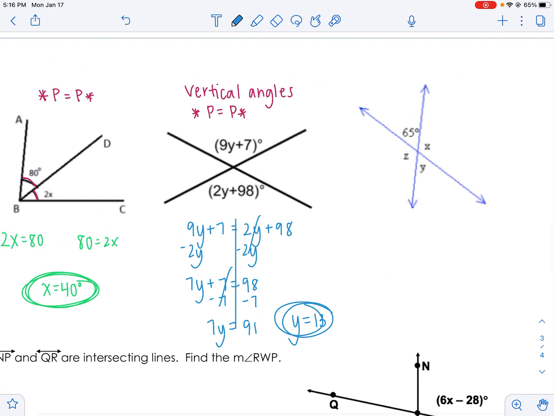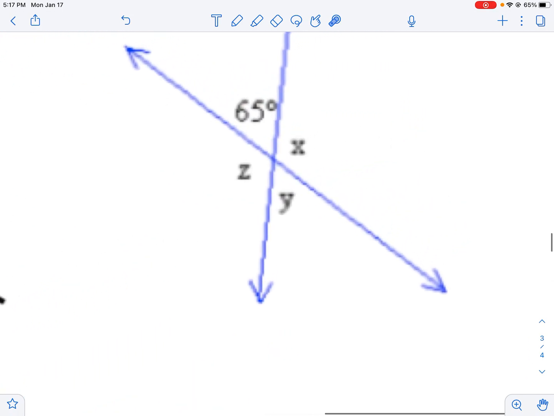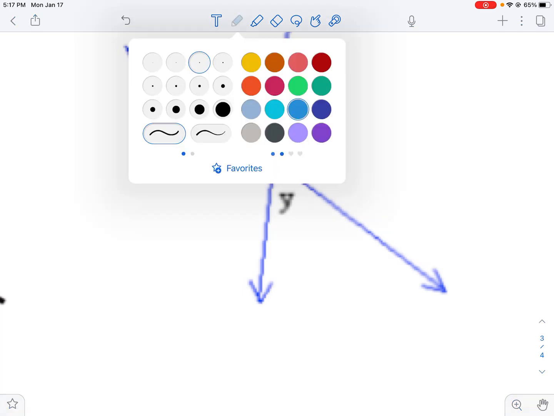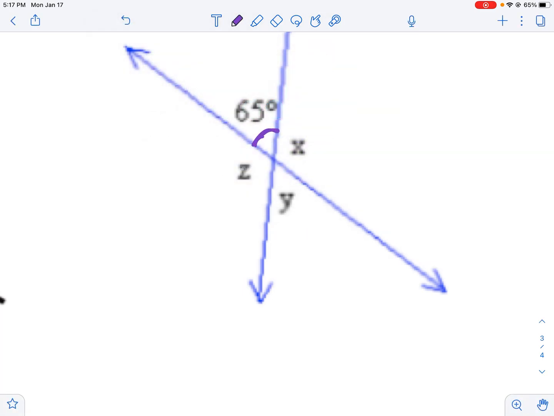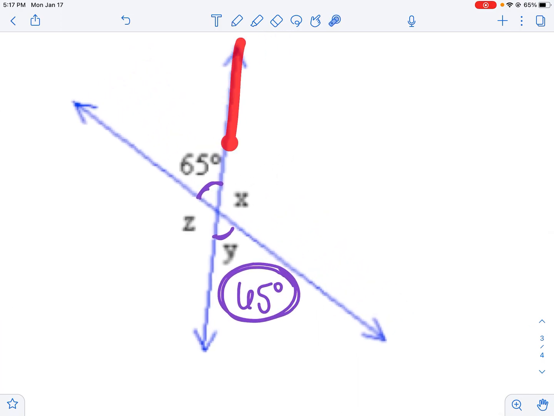Now, for this next one, they gave you three different variables and only one number, 65. So ask yourself, is there any that's congruent to 65? Is there anything that we know right off the bat? Well, remember, if they're vertical angles, they're congruent. So if one's 65, then the one across from it should also be 65. So now I know that y is 65. And then the question becomes, how do I find x and z?